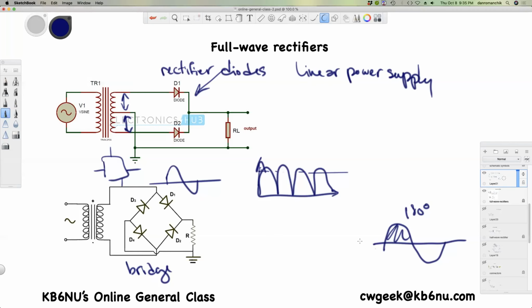So if this was the input, right? And say it was 60 hertz, 60 cycles per second. That's what you get out of the wall socket. If you superimpose that on here, you'd see something like this, right? So that's one cycle. Here, one cycle is half that. So the frequency of the output is 2 times the frequency of the input.